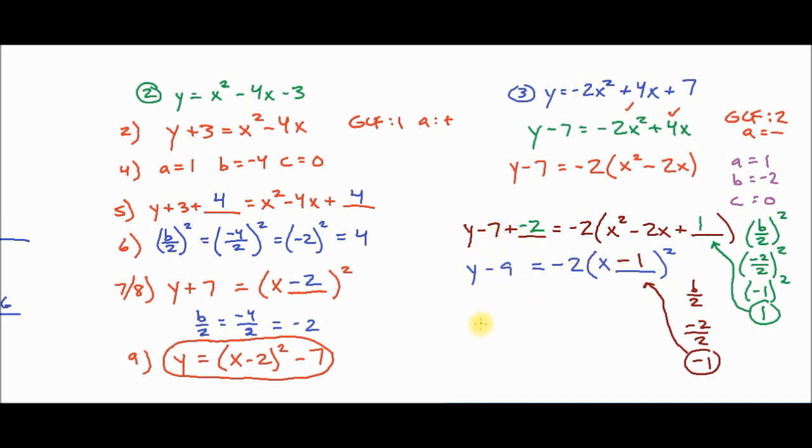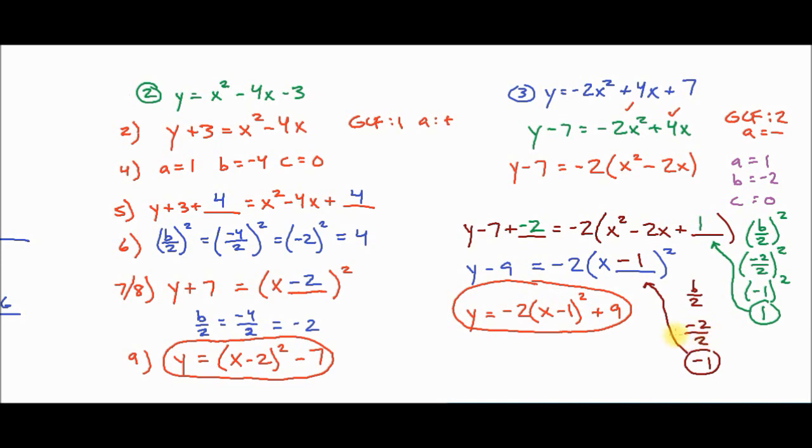Now all we have to do is move the 9 back over to the other side. I'll change my color again, and that's going to be y equals negative 2 times x minus 1 squared. When 9 comes over the other side, the sign flips and then ends up being plus 9. And we have now completed the square for question number 3.